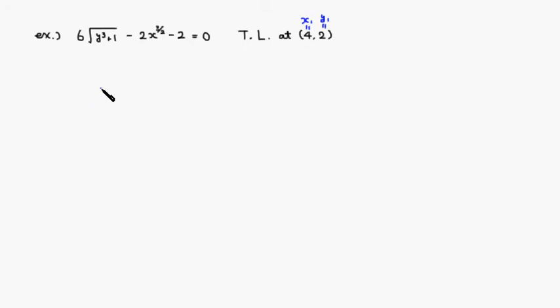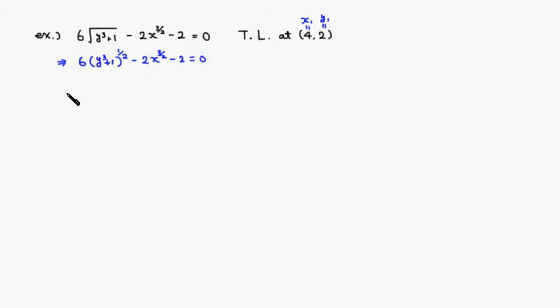So let's take the derivative. Actually, before we take the derivative, I don't like the square root, so I'm going to rewrite it this way. The 6 stays 6, but the square root I'm going to write as the quantity y cubed plus 1 raised to the 1/2 power, since a square root is equivalent to the 1/2 power. The rest looks okay, so I'm going to keep it as it is: x to the 3/2 power minus 2 is equal to 0.